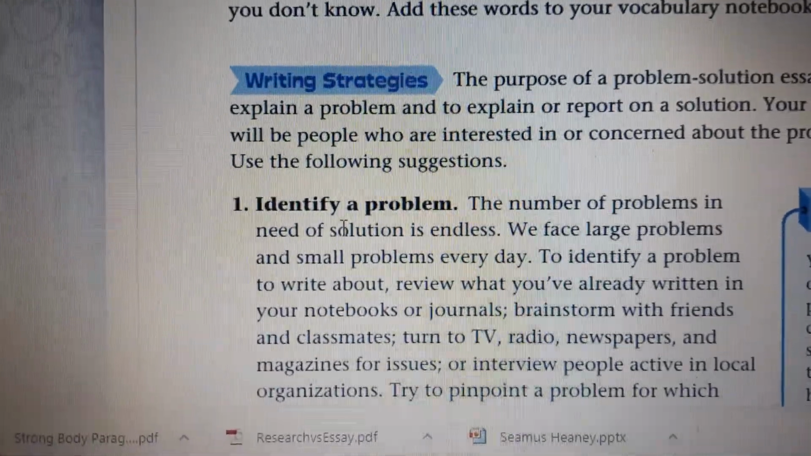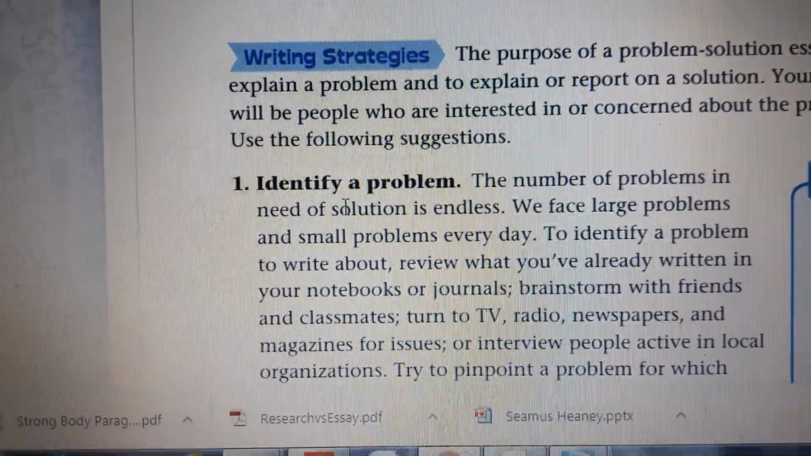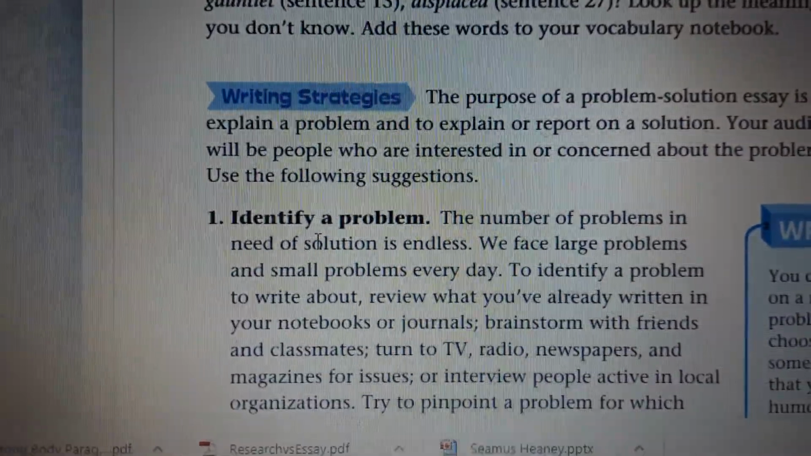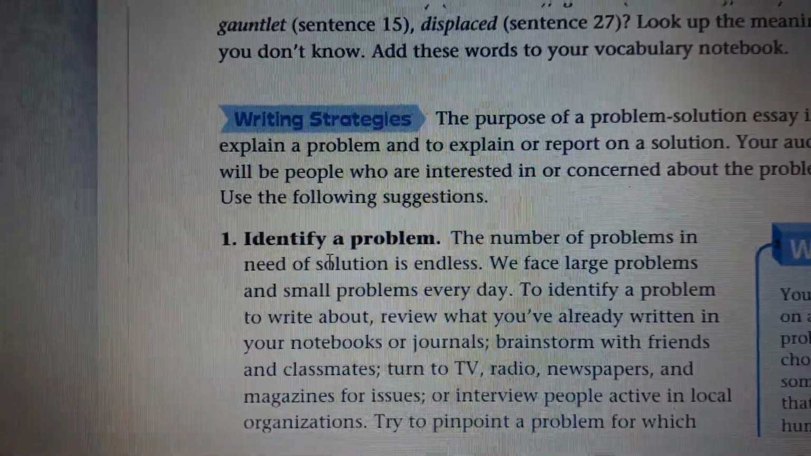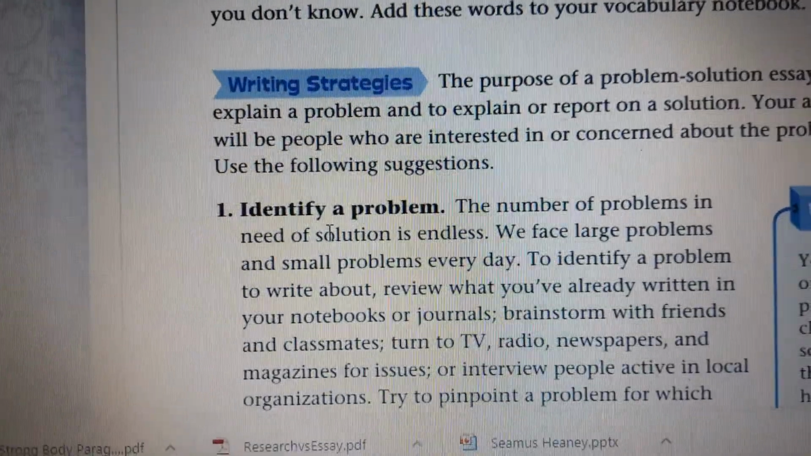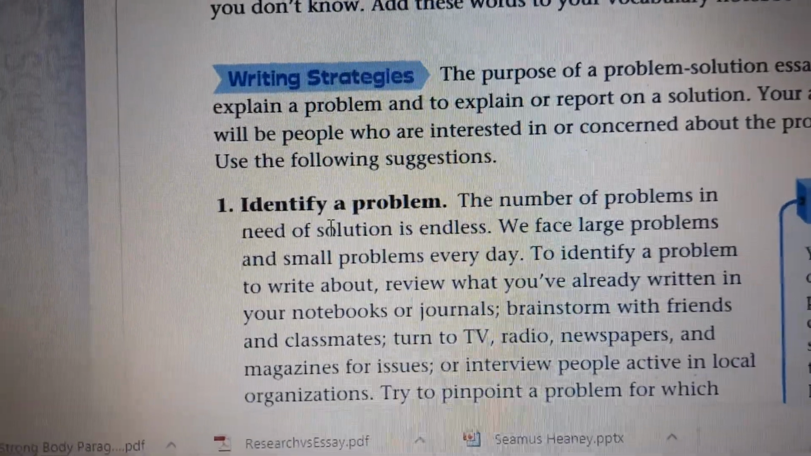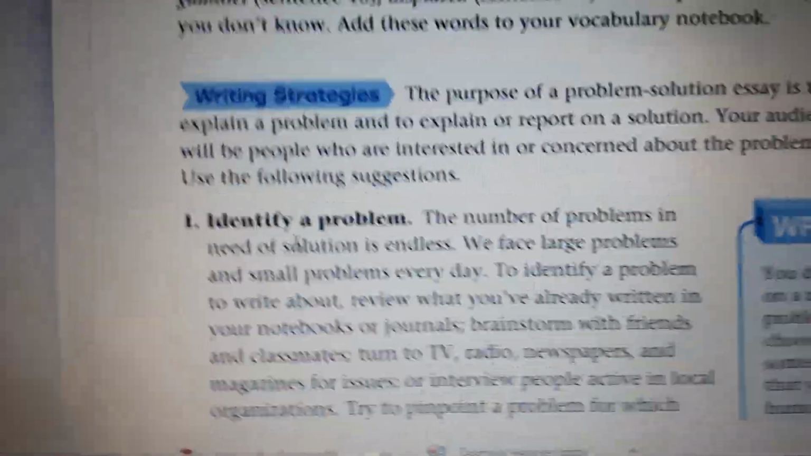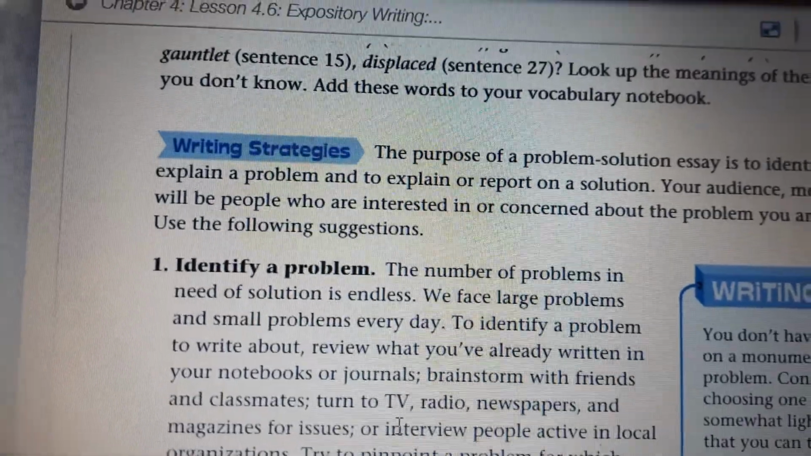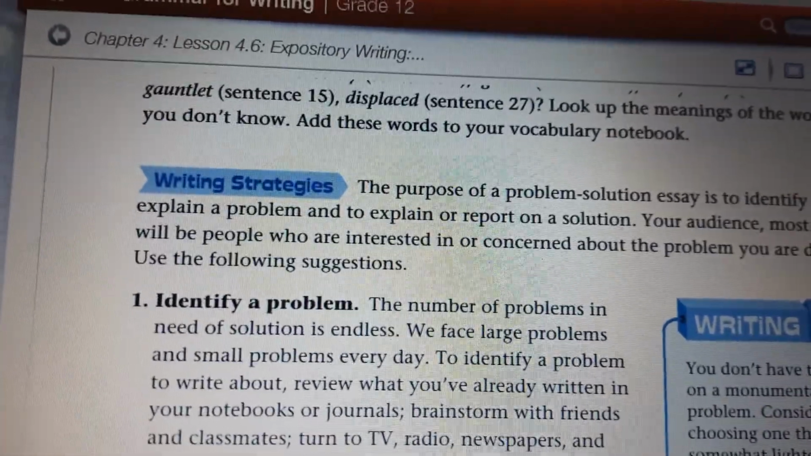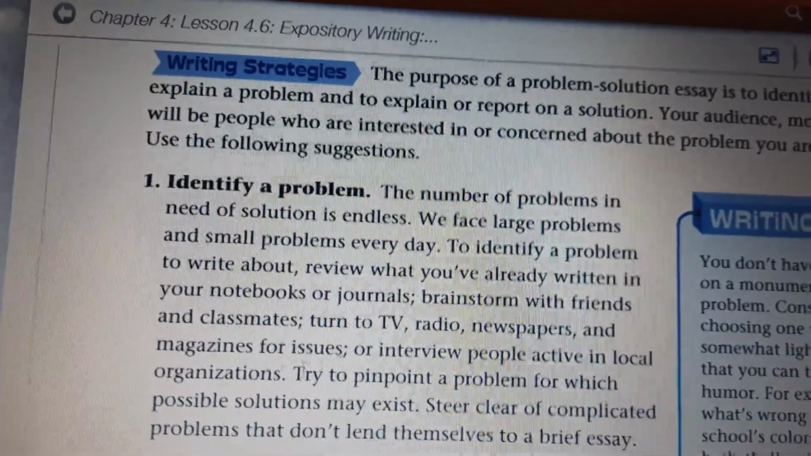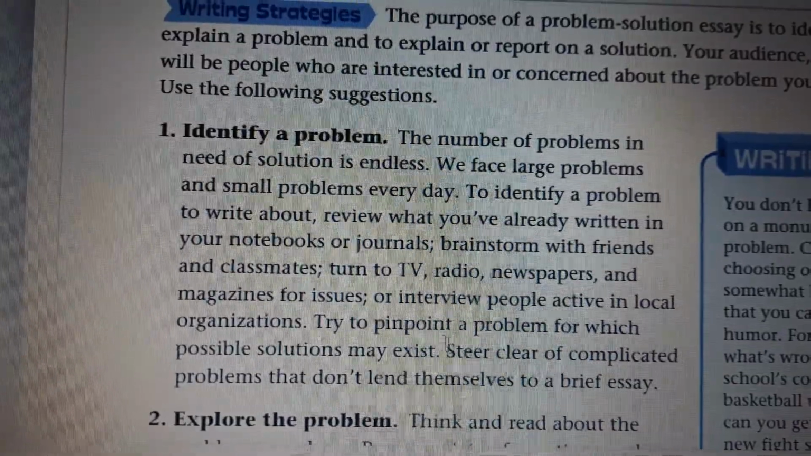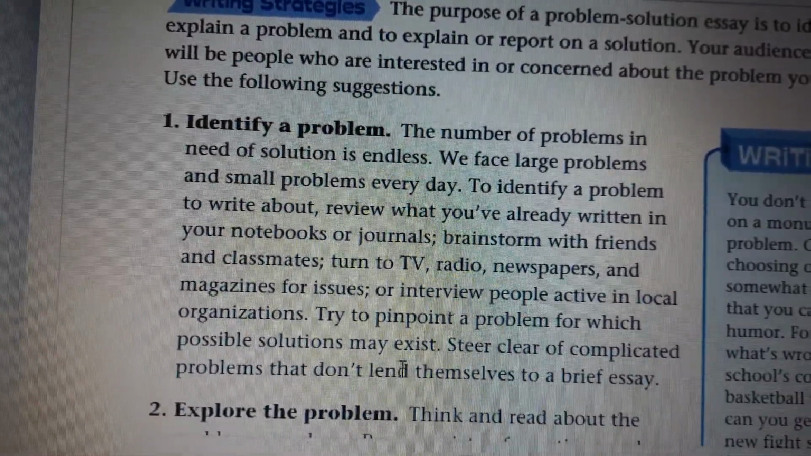The number of problems in need of solutions is endless. We have a lot of problems in our life. Just pick one and write about it. We face large problems and small problems every day. To identify a problem to write about, review what you have already written in your notebook or journal. Brainstorm with friends and classmates. Tune in to TV or radio, newspapers, and magazines for issues, or interview people active in local organizations. Try to pinpoint a problem for which possible solutions may exist.